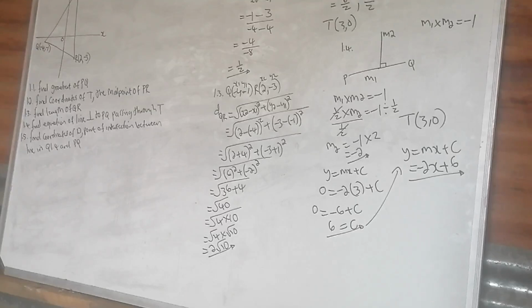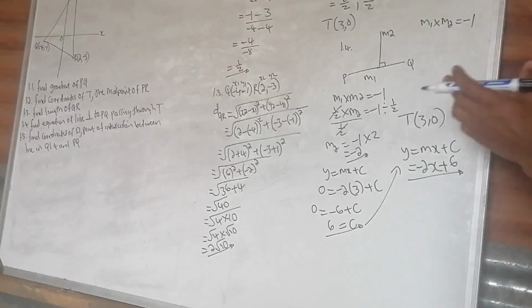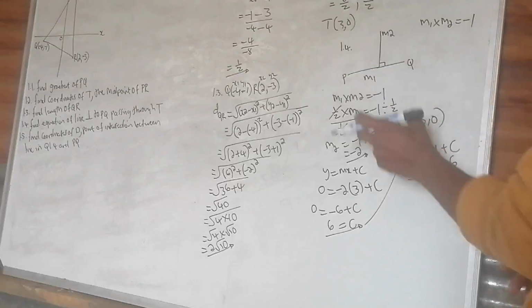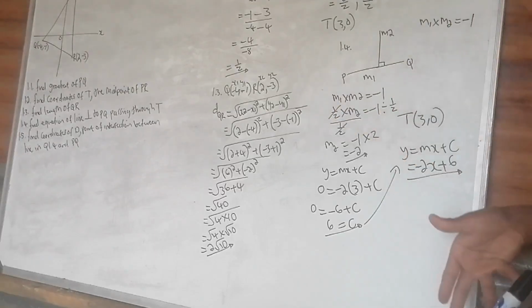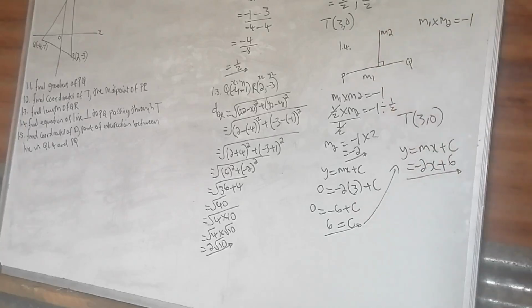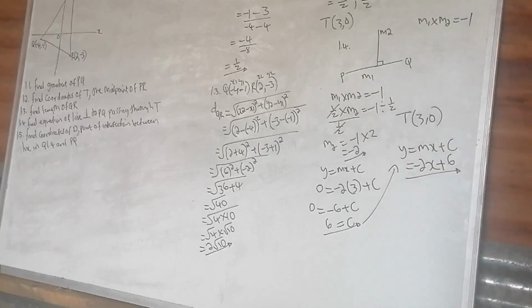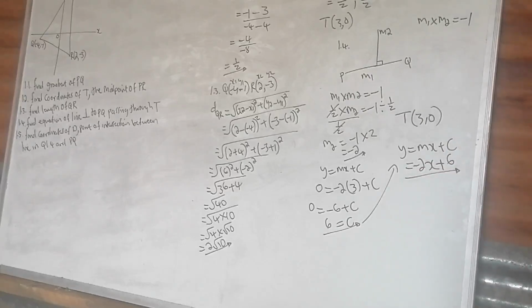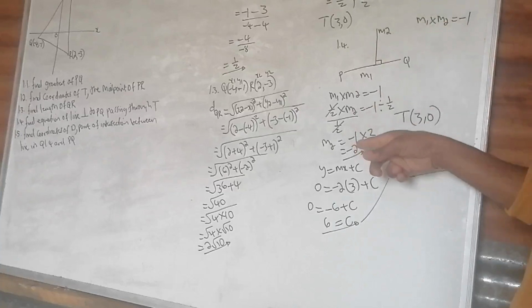So this is how you will find the equation of a line that is perpendicular to PQ passing through a point T. Remember, that line is perpendicular to PQ. To find the gradient of that line, you must know the rule: when two lines are perpendicular, when you multiply their gradients you must get negative 1.